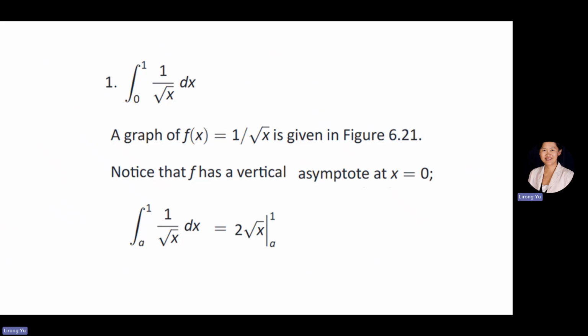So it's really short on the screen. I'm trying to explain how we apply the power rule. Any questions?